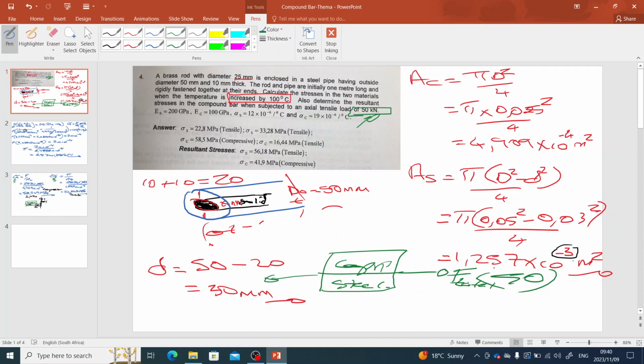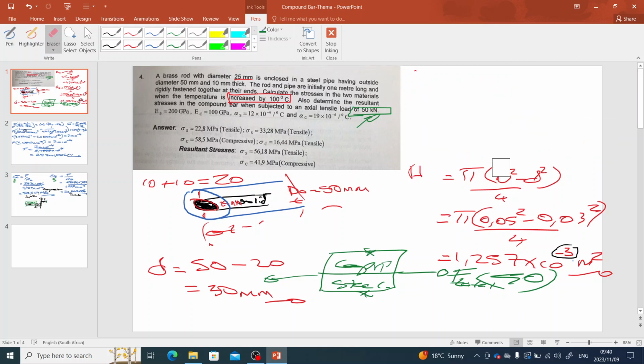But how copper is going to absorb the 50 is not the same as how steel will absorb that 50. Why? This one is of weaker material. That one is of hard material. Now, if you were to draw your stress and strain graph, it would give you a bit of understanding regarding that.